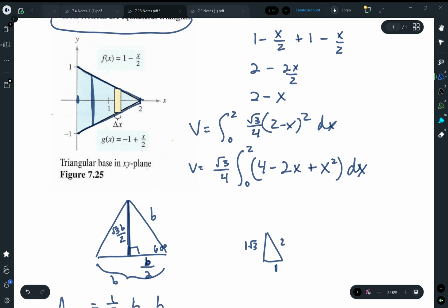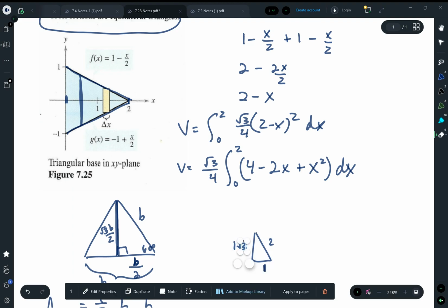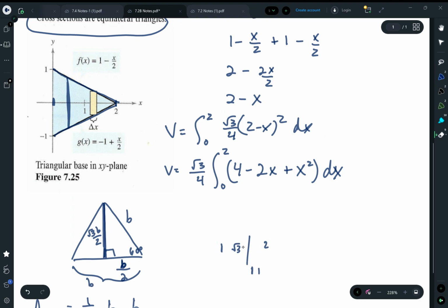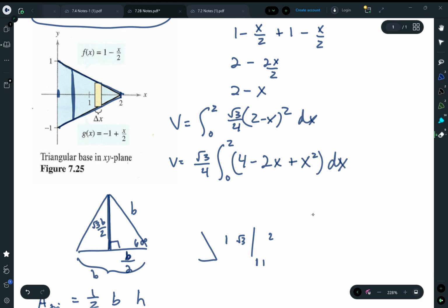I want to erase this right here. That's all in my way. I don't know why it won't erase. That is really weird. There we go.